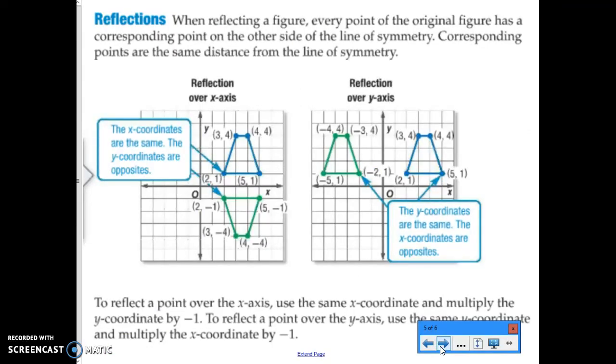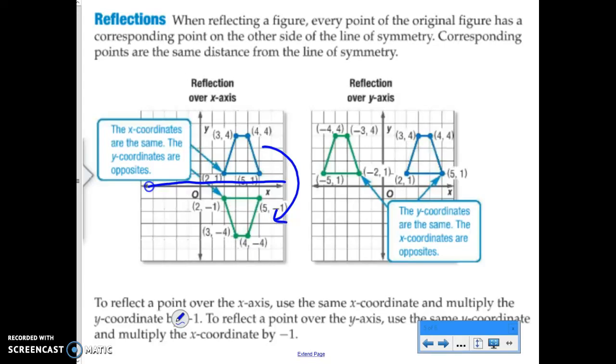All right, so let's take a look and talk a little bit more about reflections. When reflecting a figure, every point of that original figure has a corresponding point on the other side of the line of symmetry. Corresponding points are the same distance from the line of symmetry. So taking a look over here, we've got a figure that we're starting with, and we know that there's a reflection over the x-axis. So we start here and we flip our figure down over that x-axis. It says the x-coordinates are the same, but the y-coordinates are opposites, or they're the inverse of whatever point is on that original figure, and that's important to know.